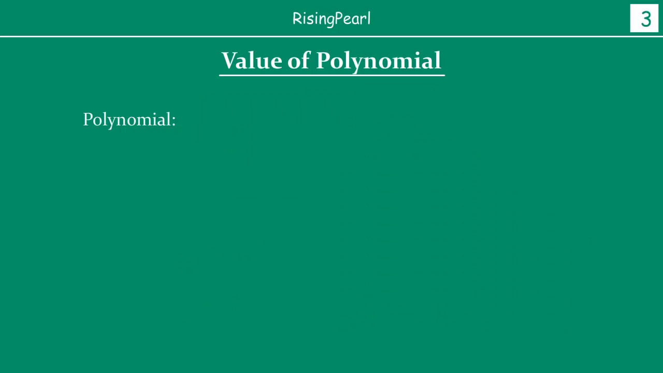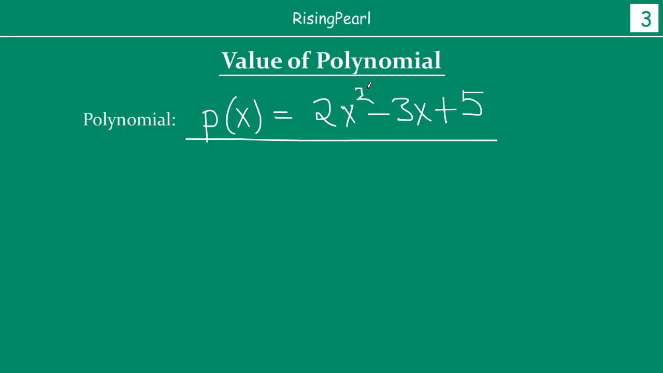This time let's write maybe a quadratic polynomial. So let's say this time our p(x) is equal to something like 2x squared minus 3x plus 5. So this is a polynomial, and this is a quadratic polynomial because the highest power to which the variable x is raised is 2, right? So now again we will do the same thing.